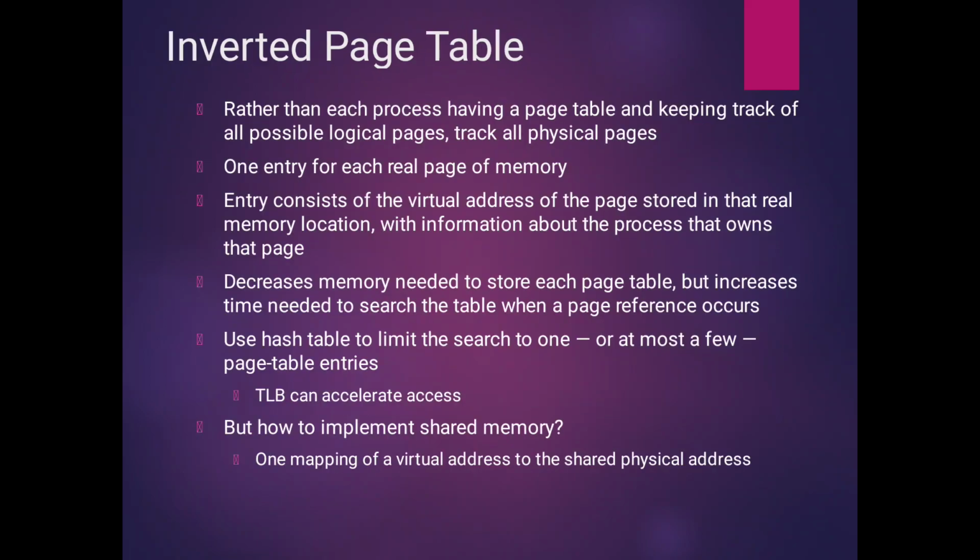So the inverted page table. Rather than each process having a page table and keeping track of all possible logical pages, track all physical pages: one entry for each real page of memory. An entry consists of the virtual address of the page stored in that real memory location, with information about the process that owns the page. This decreases the memory needed to store each page table, but increases the time needed to search the table when a page reference occurs. So use hash tables to limit the search to at most a few page-table entries. The translation look-aside buffer can also accelerate access.